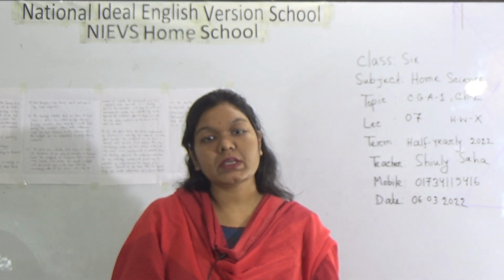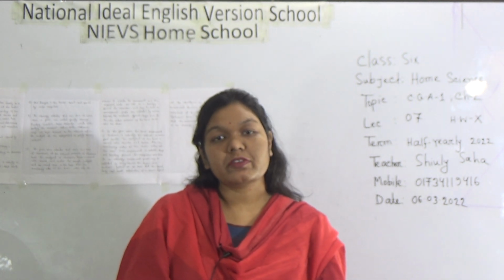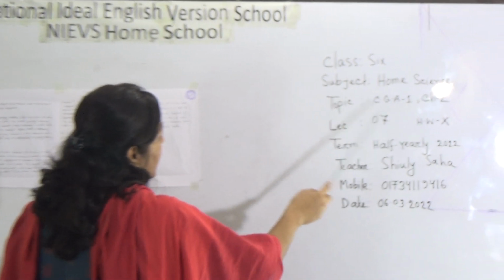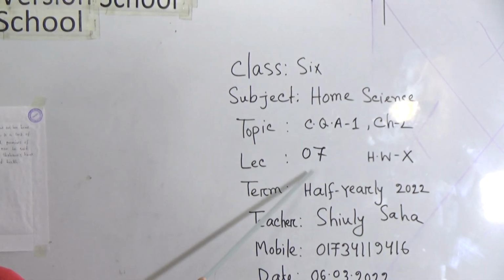Student, today I am going to take your home science class for the students of class 6. Today I will discuss creative question 1 from chapter 2. So students, let's get started with our class. Have a look at the board. It is your home science class, creative question 1, chapter 2, lecture 7.